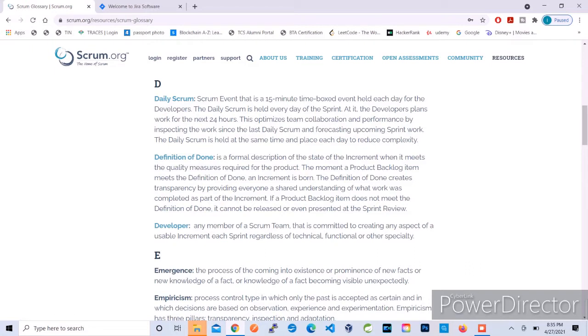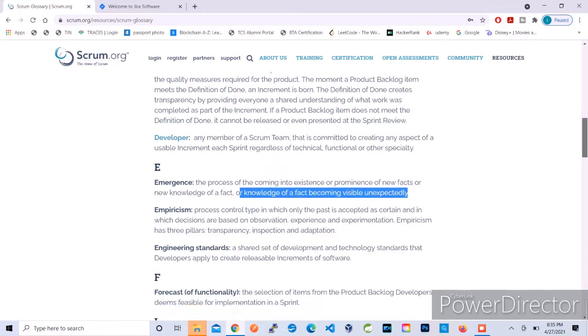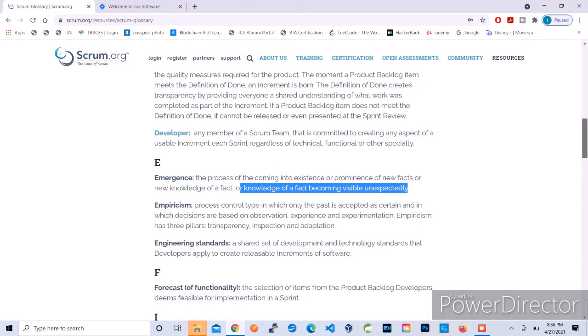Developers are everyone who is actually working on a sprint. So in Scrum, they do not define anything like a tester, architect, or business analyst, those roles. So anyone who is working in a Scrum team is a developer. Emergence, the process of coming into existence or prominence of a new fact or new knowledge of a fact becoming visible unexpectedly. So it emerges, like the word emerges, same as emergence. So you are emerging a new story or new task as you understand more.